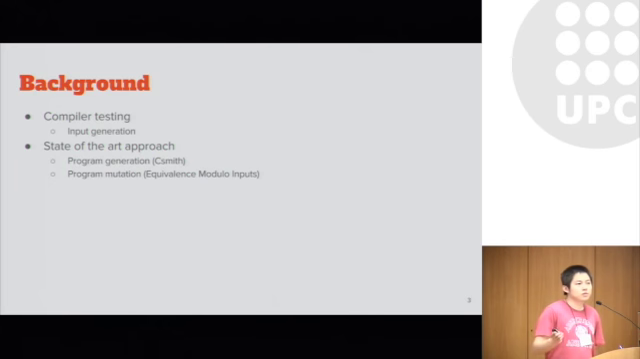So the two kinds of approaches share something in common. The first property is that they are all opportunistic. They just randomly generate or mutate the C program. The second property is that they favor large and complex programs in order to find bugs in compilers.